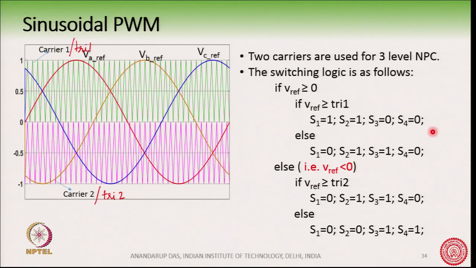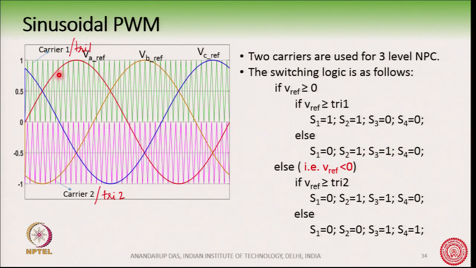Okay. Note that here S1 and S3 are complementary and S2 and S4 are complementary. Okay. Else, so there comes the else logic. I have written this logic as if in a C code, but it depends on the implementation how you will write this logic. So, if Vref is greater than triangle 1, S1 is 1, S2 is 1, S3 is 0 and S4 is 0. Otherwise, what happens? S1 is 0, S2 is 1, S3 is 1, S4 is 0. Okay.